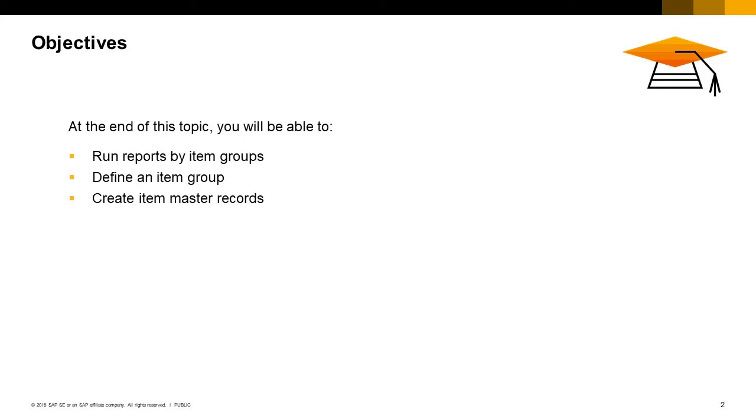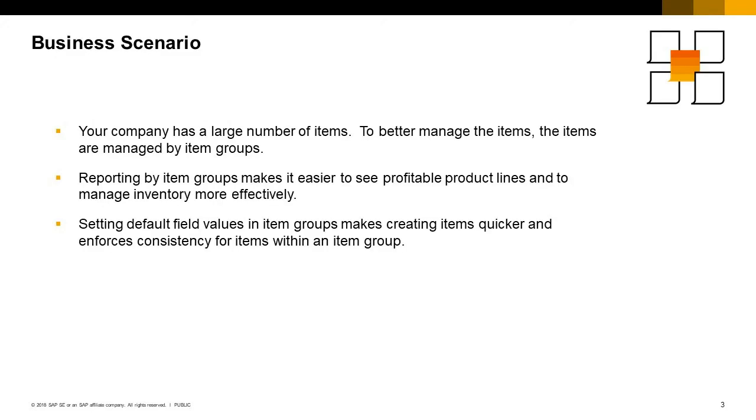created items. Your company has a large number of items. To better manage them, the items are managed by item groups. Reporting by item groups makes it easier to see profitable product lines and to manage inventory more effectively. Setting default field values in item groups makes creating items quicker and enforces consistency for items within an item group.